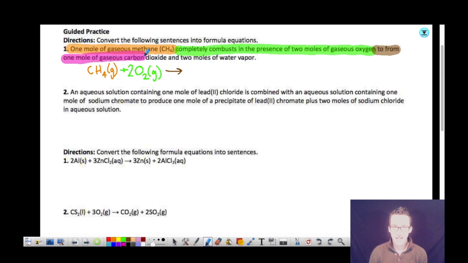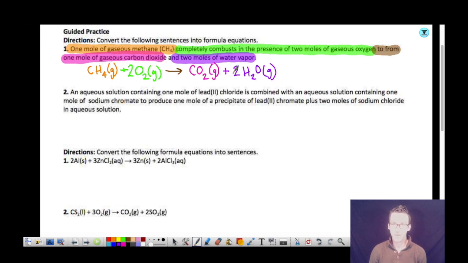1 mole of gaseous carbon dioxide, CO2. There's some nomenclature for you. 1 mole of carbon dioxide, and don't forget that it's gaseous. And then lastly here, 2 moles of water vapor. So, and 2 moles, so we need a plus sign. 2 moles of water vapor. So some pretty easy nomenclature there. Vapor is a gas. But make sure that you include your states of matter and make sure that you include the number of moles of each of them.